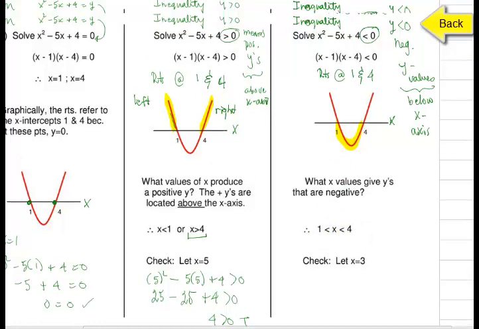Okay, now note that in both of our solutions, over here where we're looking for where y is greater than 0, and in this question where y is less than 0, we don't have equal to's on our inequality signs, okay? And that's because we don't on the original question. If we did have equal signs on the original questions, then we would include equal signs in our solutions.